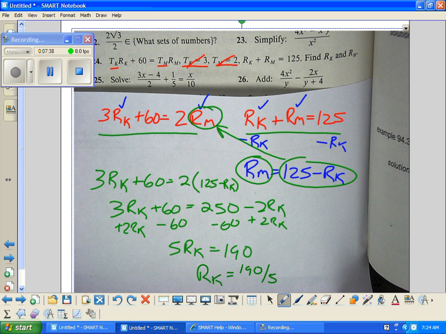And once you find Rk, you can make that into a decimal or fraction here. 5 goes into 190. 5 goes into 200 times, so 40 minus 2, how about 38? If I want to find Rm, I just plug it back in, and Rm will be 125 minus 38, which is 87.